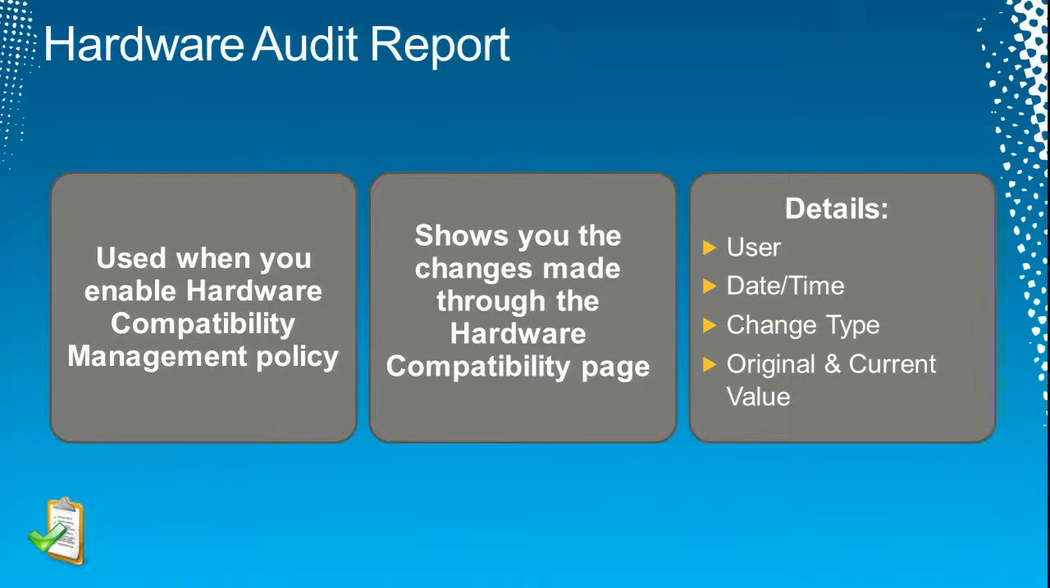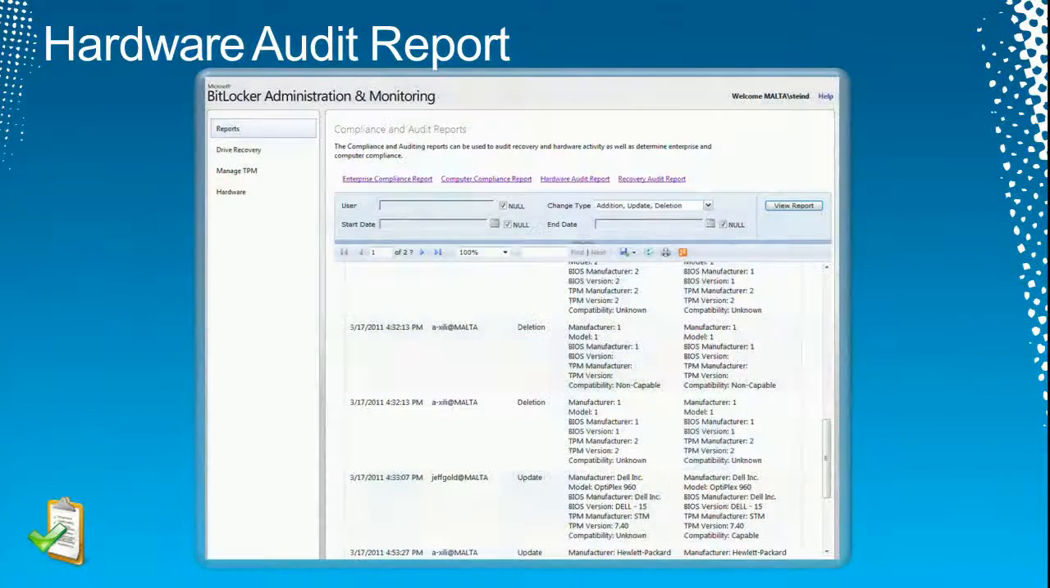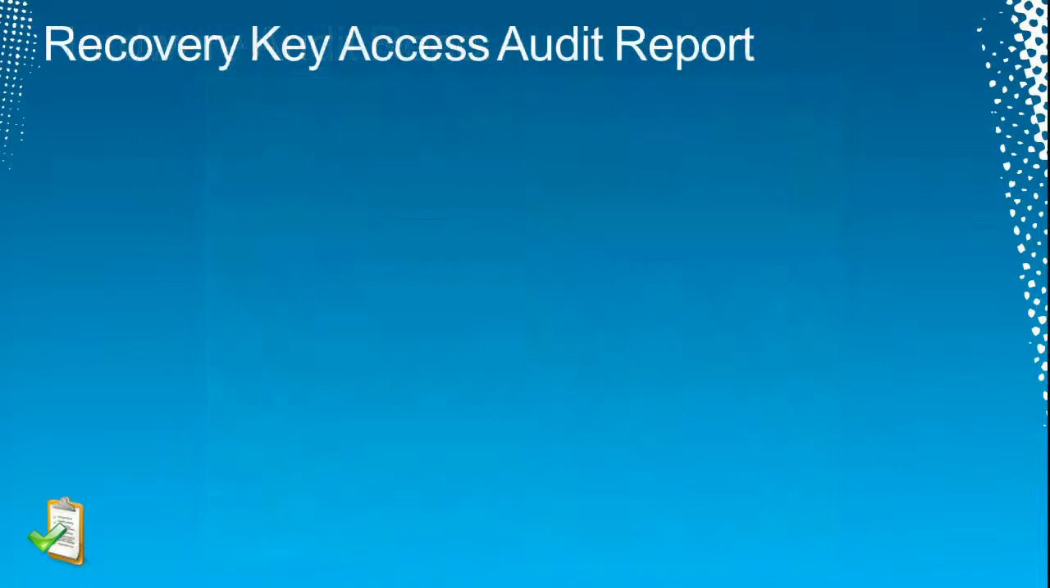Details you'll end up seeing in here: the user who's actually made the change, the date and time, the change type, and the original and the current value. But you can go in and edit the values if you want. So if a machine shows up as Dell Optiplex XYZ, I can change it to Dell Optiplex ABC if I want. I can go in and actually modify those entries by hand if I choose to do so. And that report, again, very quickly and simply, but we'll show you that a little bit later.